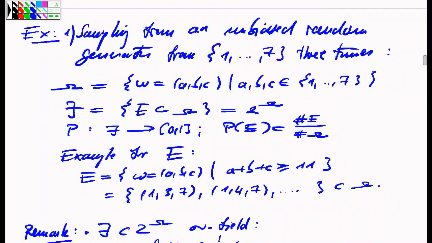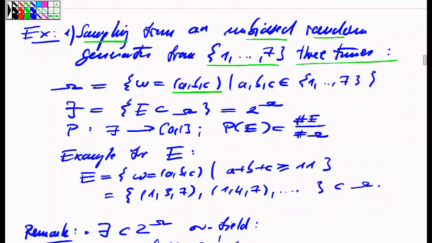One of the simplest types of examples you can think of: suppose you sample from an unbiased random number generator, which each time you hit it will generate in an unbiased form a natural number between 1 and 7. The experiment I want to describe consists of using this random number generator 3 times in order to provide a sequence of 3 consecutive numbers, A, B, C.